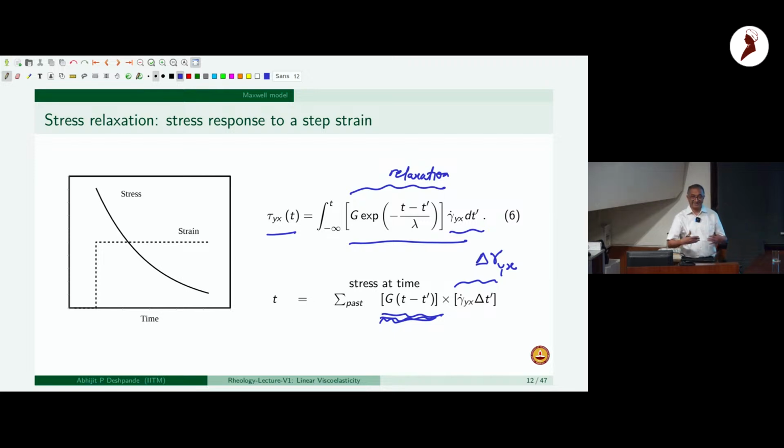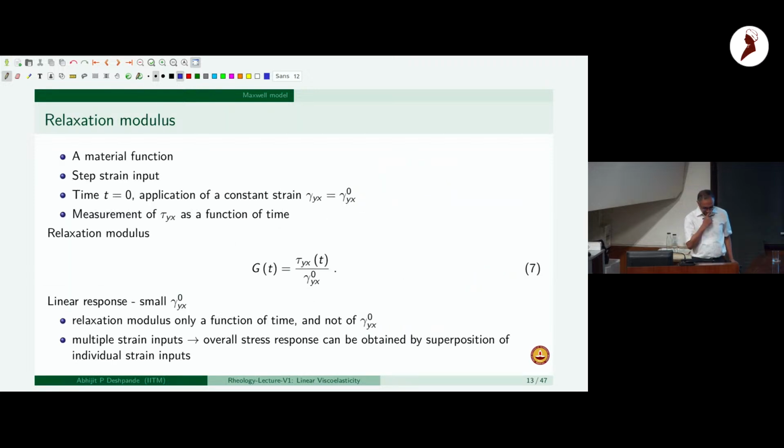So this is like saying that the material has a fading memory. The immediate past strain is weighted with a higher modulus. Deformation much further back in time will be weighted with much lower weightage. And so the current state of stress is determined based on all the past history, but the immediate past gets much more influence. And so I'll just repeat that relaxation modulus, we define it as a material function.